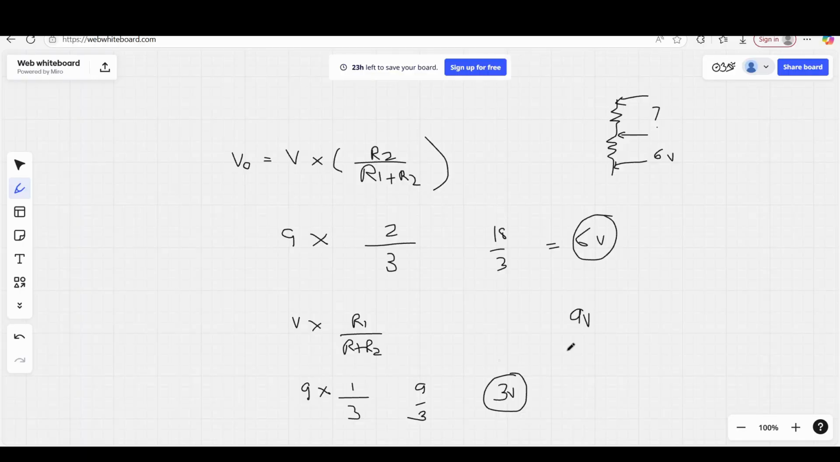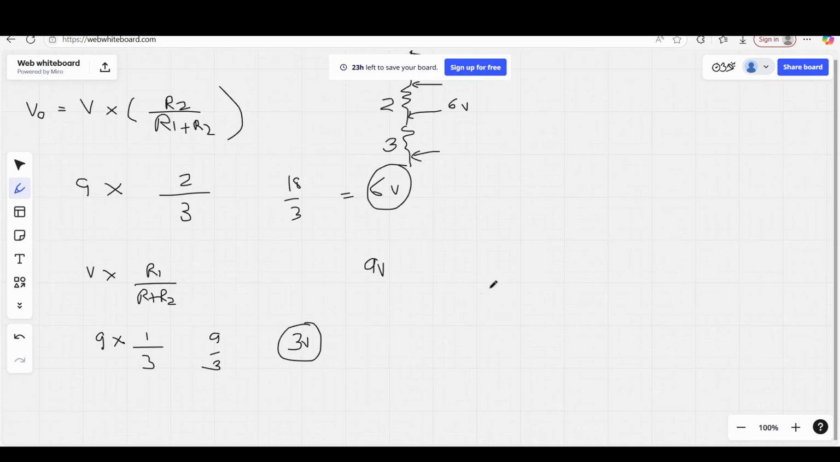Alright. So if I have a third resistance here, I want the voltage across this one also. This is R1, this is R2, and this is R3, and these are 1, 2, and 3 ohms, for example. So how am I going to calculate this?